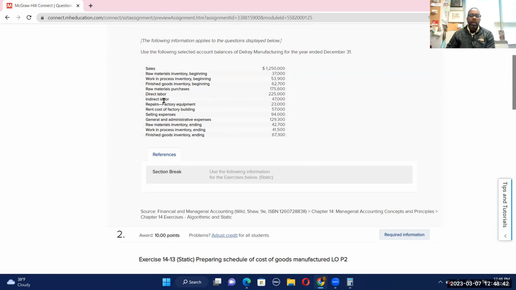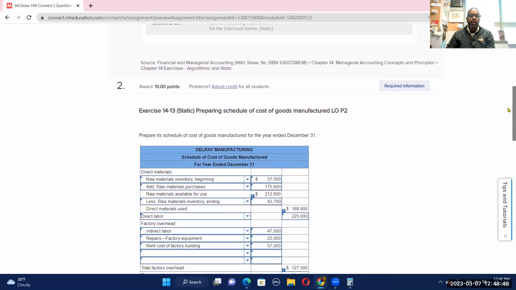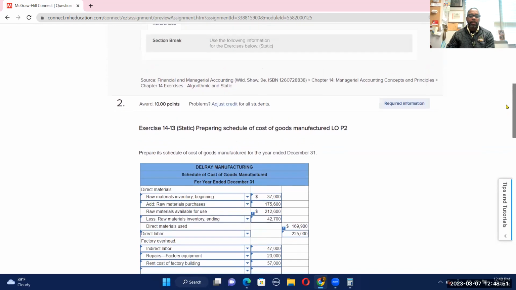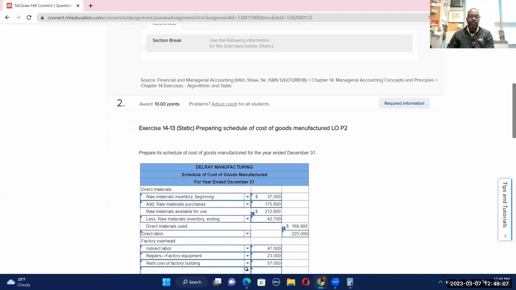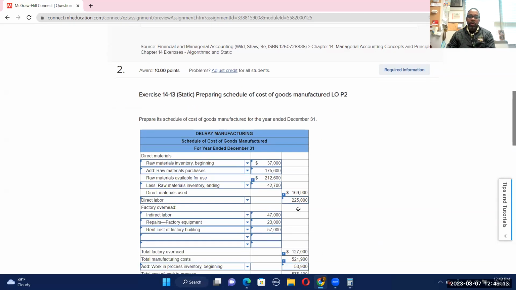A lot of times when I do this, I just count how many accounts I'm using. 1, 2, 3, 4. Maybe not. No, see, my intuition was right. So 1, 2, 3. We just use those 3, not the selling expenses. So 47,000 for indirect labor, 23,000 for repairs, and 57,000 for the building. And so now we have the total overhead.